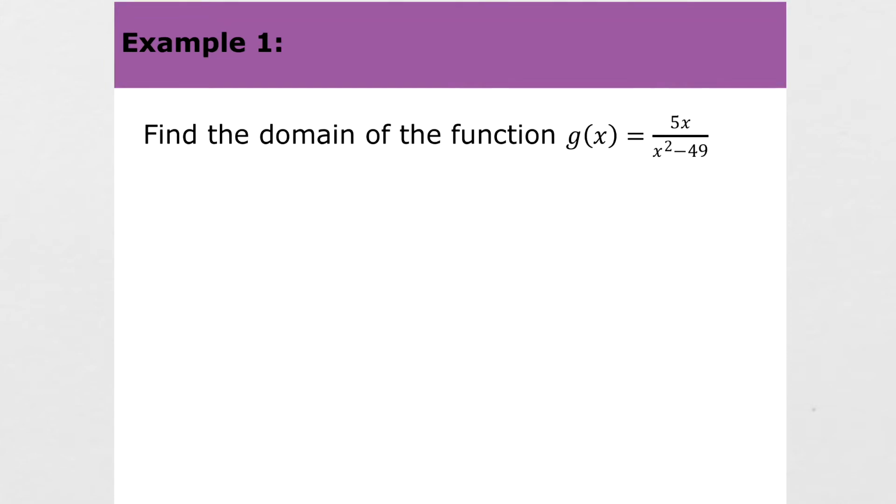Example 1 asked us to find the domain of the function g of x is equal to 5x over x squared minus 49. Now, the best way to find the domain of a function when you don't have a graph, and you can always look at the graph and see where it's undefined, but to do it algebraically, we take the bottom and set it equal to 0.